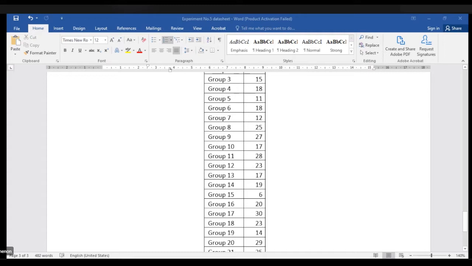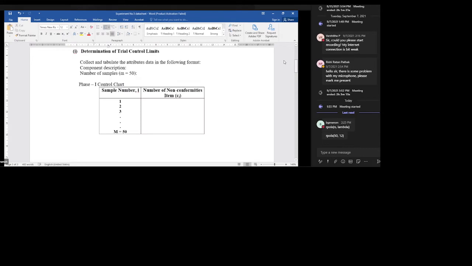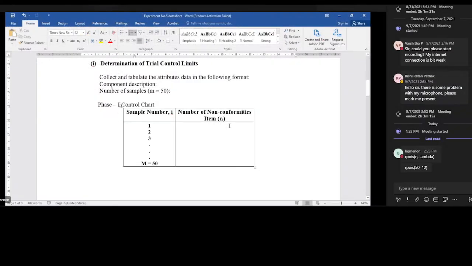So n remains constant for everybody because every group has to generate 50 random numbers. But the lambda will change according to the groups. So group 7 is 12. For group 8 it is 25, 27, 17, 28, and for group 12 it is 23. So you can generate Poisson random numbers using the R software. Those random numbers having a Poisson distribution will form the number of non-conformities. That means the number of defects.